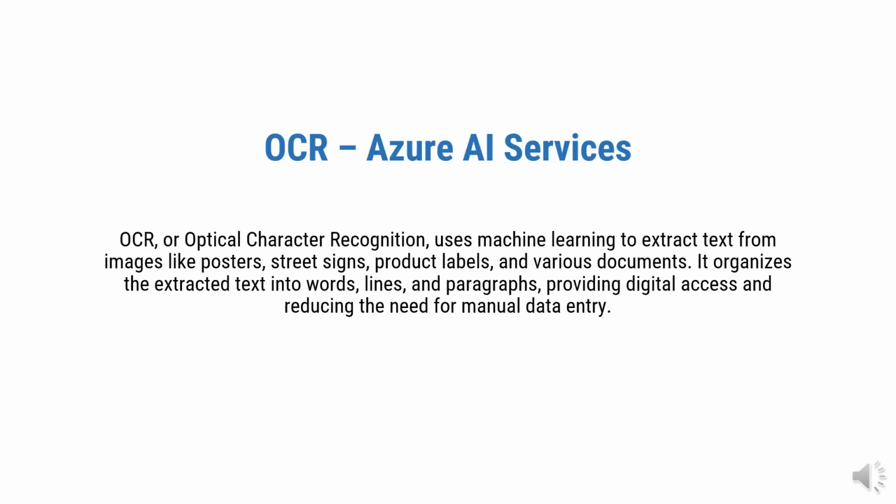Optical character recognition, Azure AI services. Optical character recognition, or OCR, uses machine learning to extract text from images like posters, street signs, product labels, and various documents. It organizes the extracted text into words, lines, and paragraphs, providing digital access and reducing the need for manual data entry.